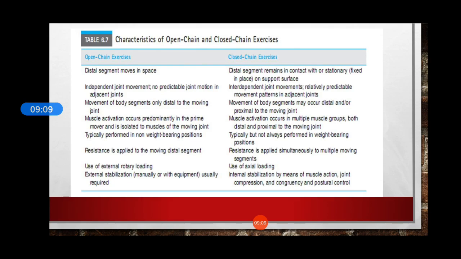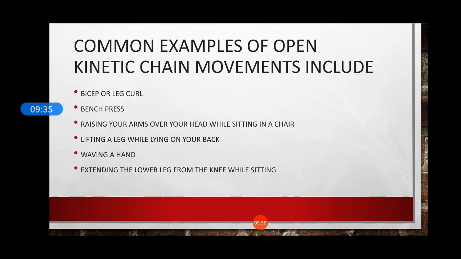Use of external rotatory loading is helpful in open chain, but use of axial loading is used in closed chain exercises. In open chain exercises, we use external stabilization, while in closed chain exercises, internal stabilization by means of muscle action, joint compression, congruency and postural control plays an important role. This was the differentiation between open and closed chain exercises.